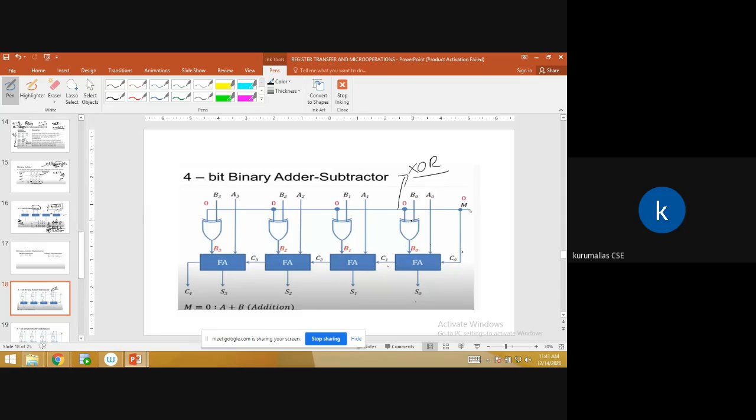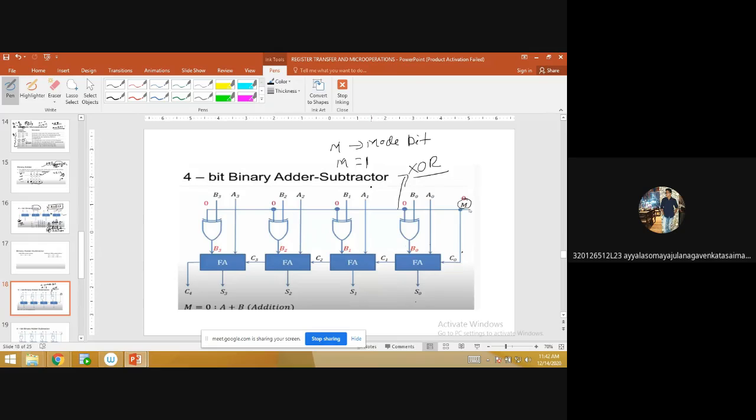Then what is the purpose of this XOR gate? Why do we need to use it, and what is the XOR gate representation? If you observe here, this is the M. This is the input. M means mode bit. Mode bit, right? For suppose, if m equal to 1, comparison; 0 for subtraction.